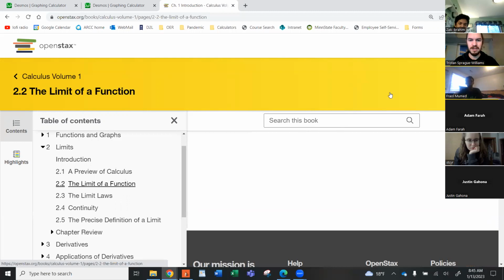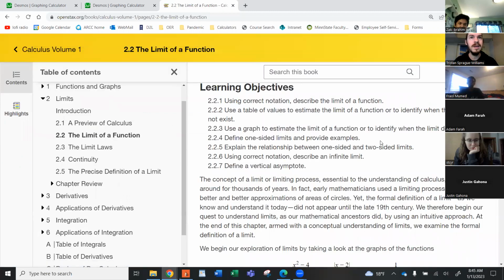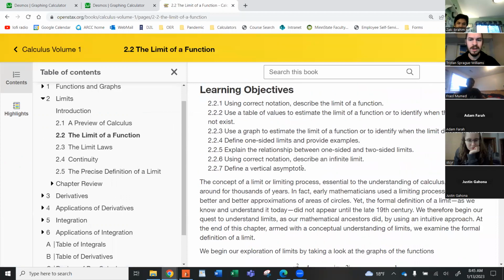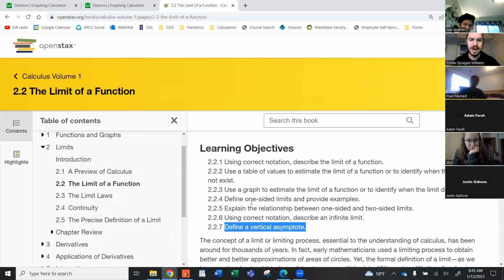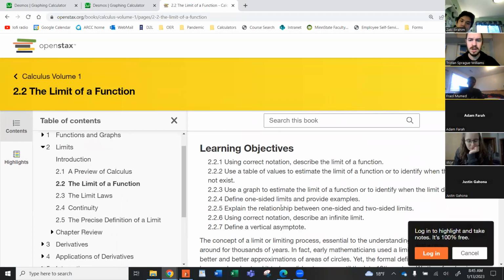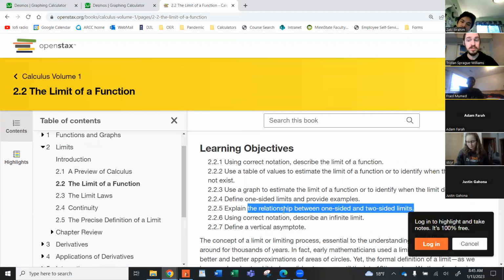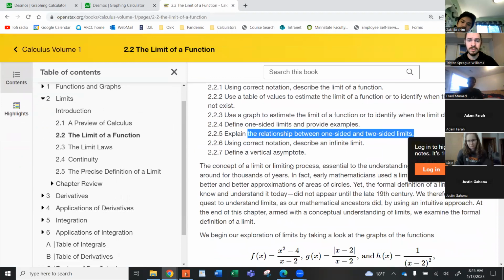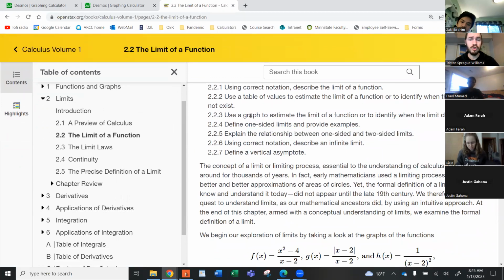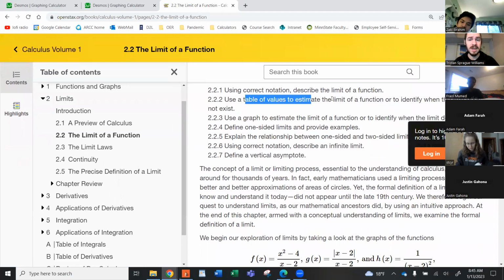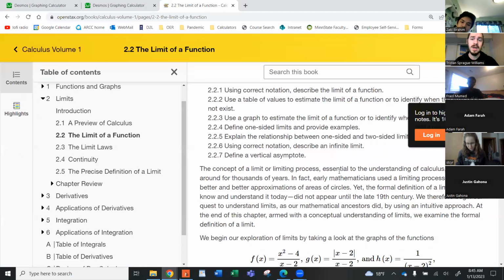2.2 is all about the concept of a limit, right? We're talking about vertical asymptotes, practicing using notation, exploring the relationship between one-sided and two-sided limits, using the graph to estimate the limit of a function, using a table of values to estimate the limit of a function. But none of these things are really a rigorous way to calculate the value of a limit or solve for a limit. None of these strategies are rigorous.